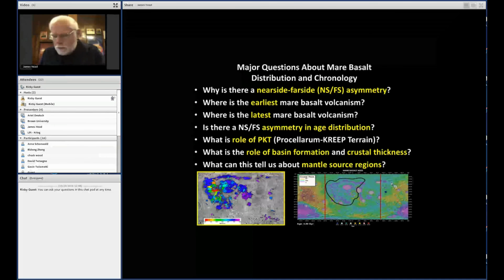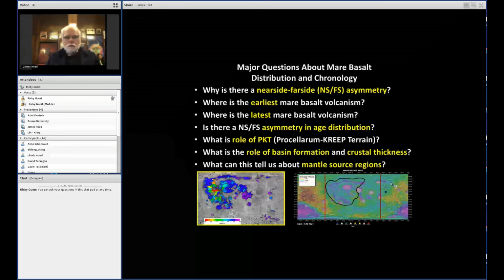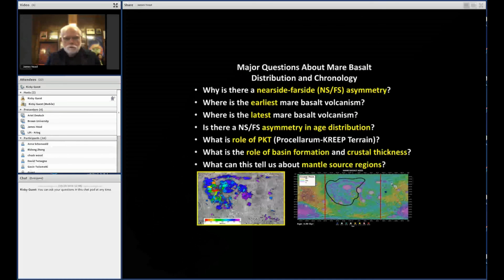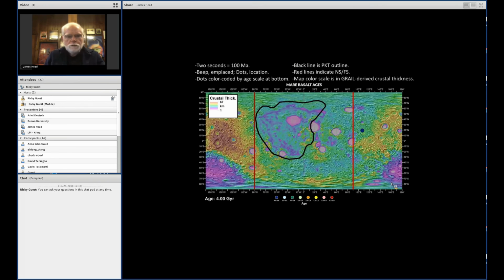So let's ask the question here, why is there a near side? Let's take a look at some of these other major questions here. And we can do this by looking at the distribution, like the earliest, latest mare volcanism, the asymmetry in age distribution, the role of the PKT, et cetera. By looking at the distribution of these things, I'm going to show you this movie here, and you'll hear a couple of things. So first of all, we slowed it down a bit. So 2 seconds is 100 million years. When you hear a beep, there will be a mare volcanic unit in place.